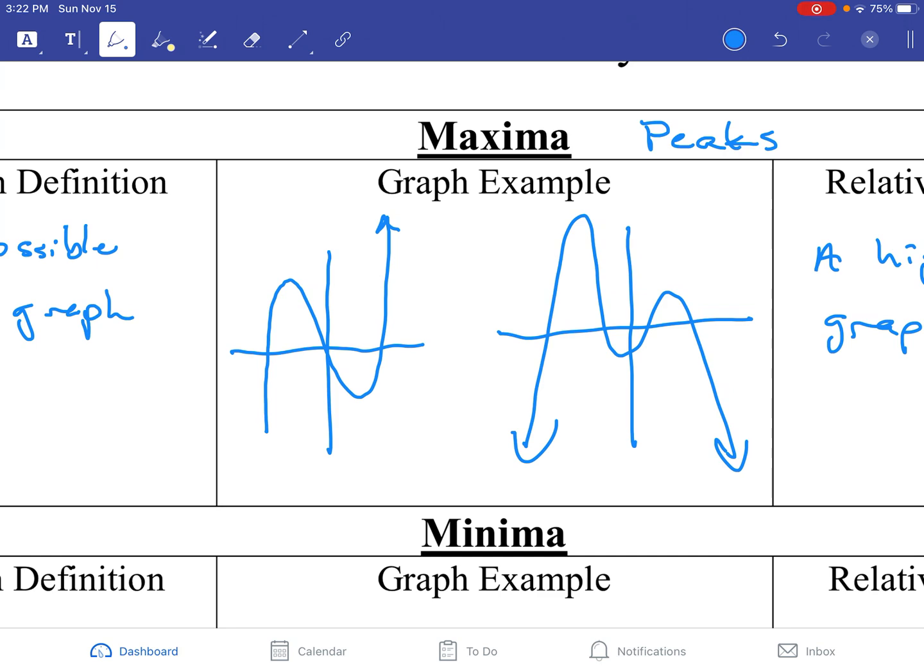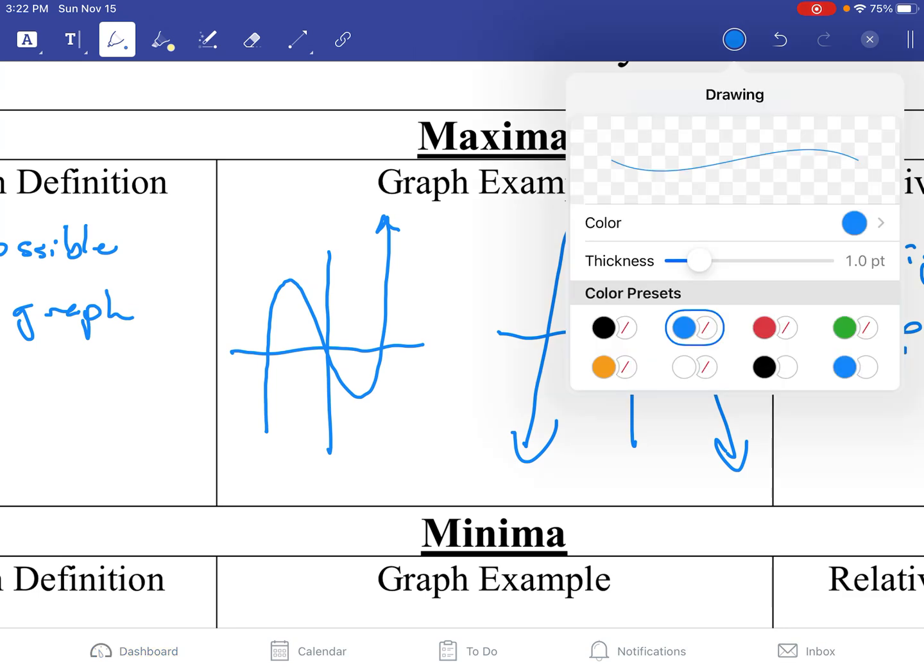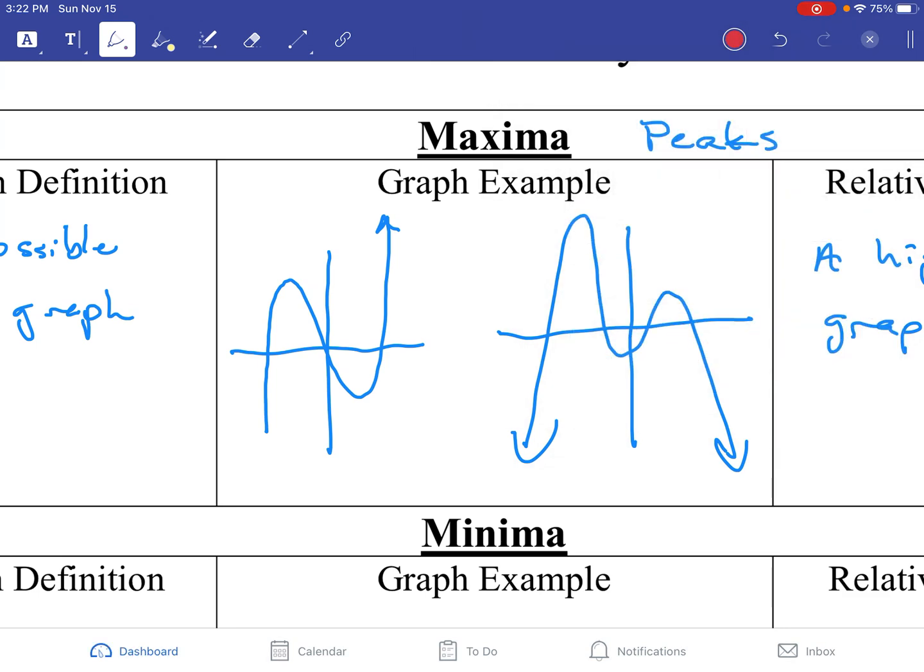Okay, right here I'm going to make this different colors. We have a maximum. It's the highest point on a graph, but it's only a relative. And the reason it's only a relative, you might think, well, that's the highest point, but this arrow here is going up towards infinity, and that's a higher point. But we can't ever get to that point because we can't actually touch infinity. So this is only a relative maximum, okay?